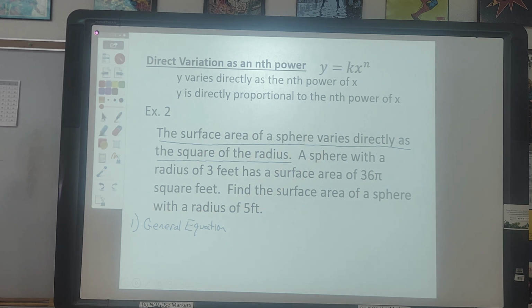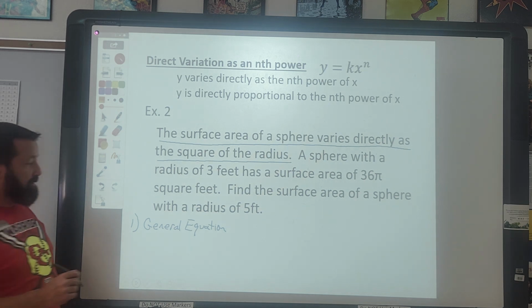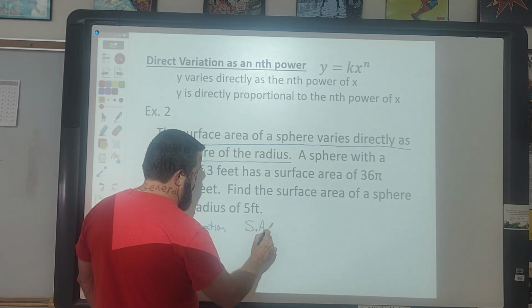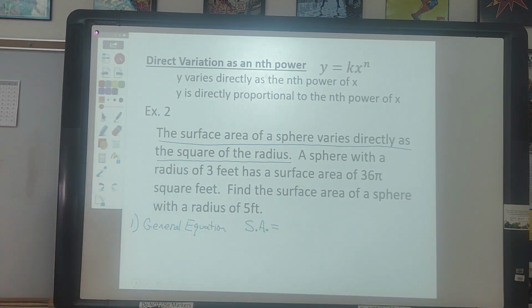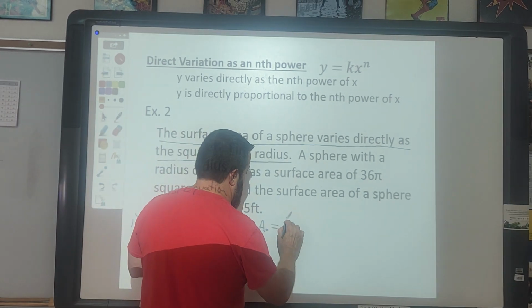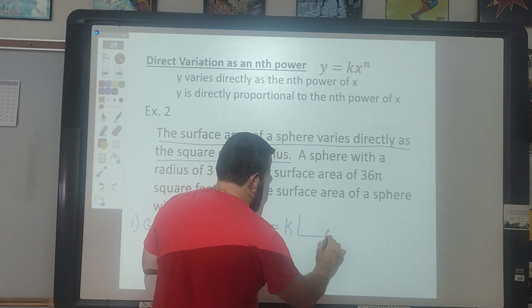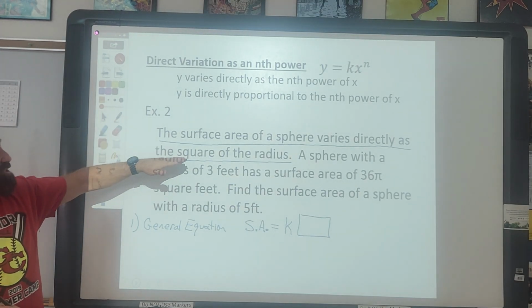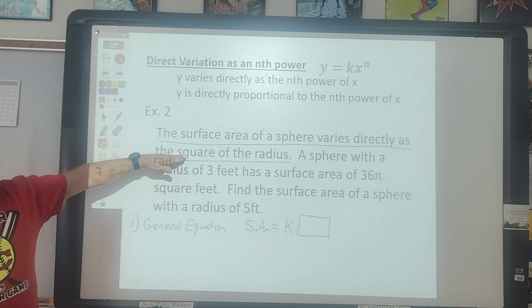So the surface area of a sphere, so I'm going to write this as S.A. equals, and it says varies directly. So varies directly means it's your constant times your variable. All right, if it said inversely, it'd be my constant divided by my variable. So my constant is going to be times something here, okay? And you can see right after that, it says directly as the square of the radius.